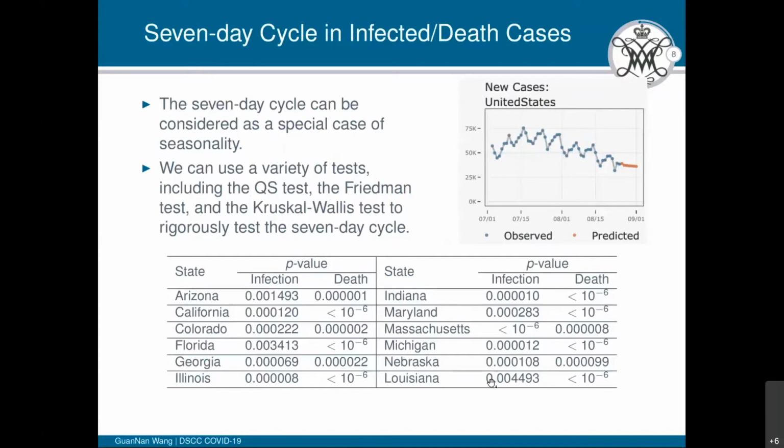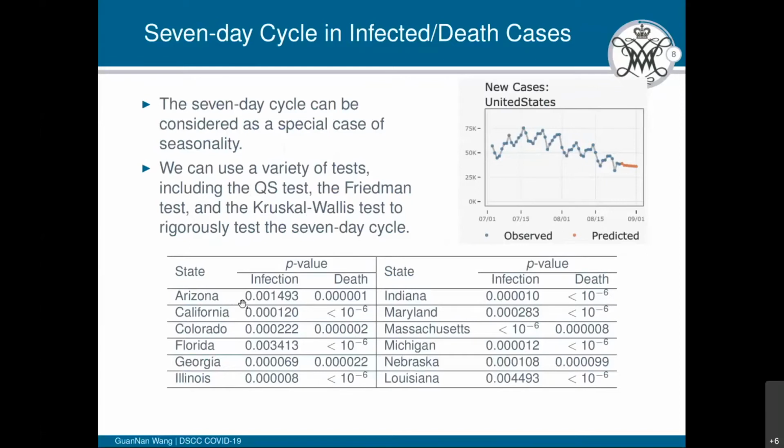All right, thank you. We observed a 7-day cycle in both the infection and death, and this plot shows an example of the infected cases in the United States. A 7-day cycle can be considered as a special case of seasonality, so we can use a variety of tests to test for that.